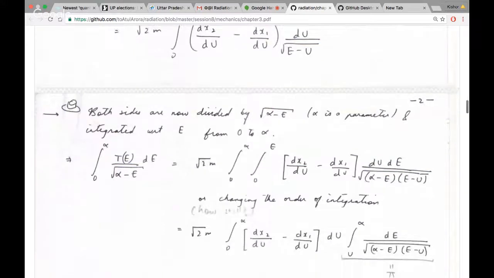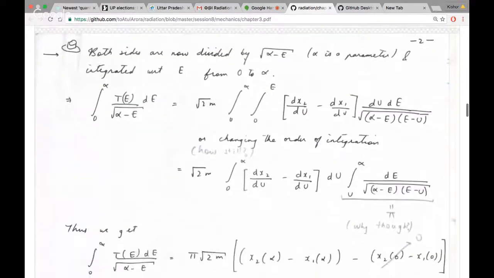And we're changing the order of integration. So you get under root 2m, 0 to alpha, dx2/dU minus dx1/dU times dU, and it's U to alpha. This I could not understand, why it's not till E. You take dU there, and then dU by under root E minus U, 0 to E.